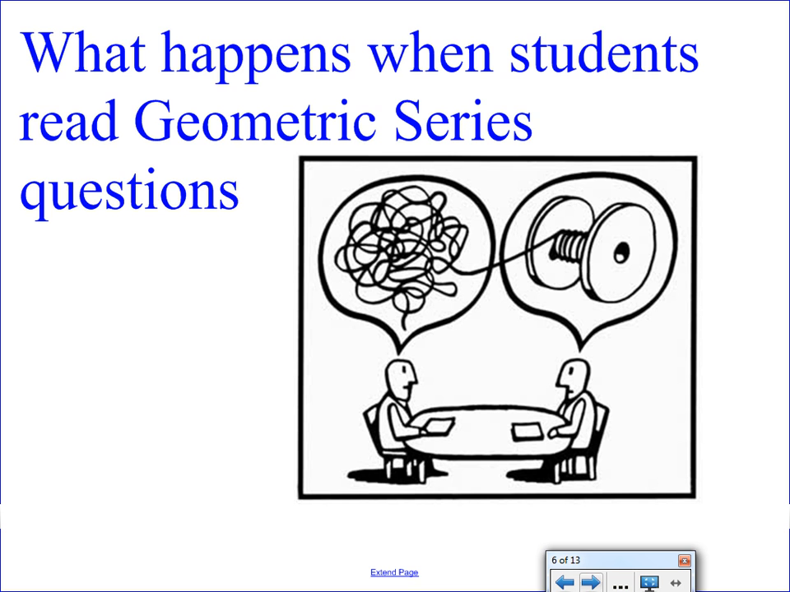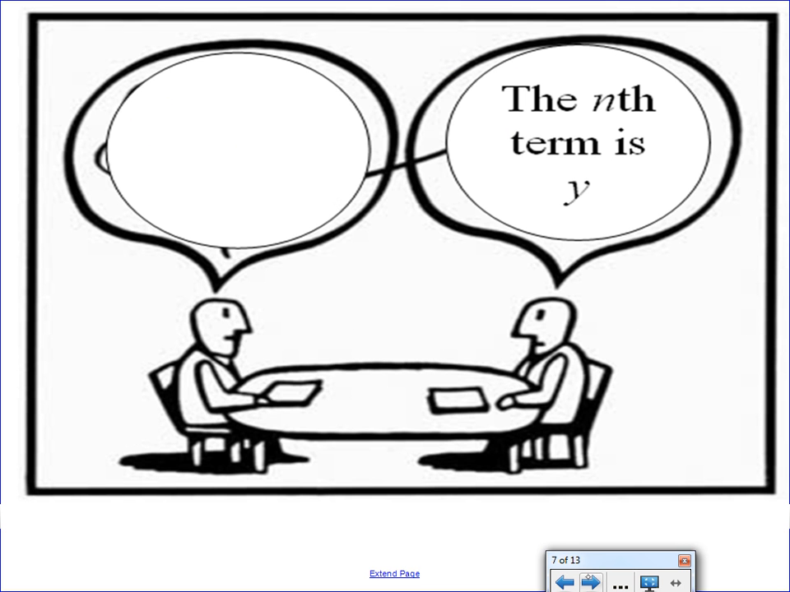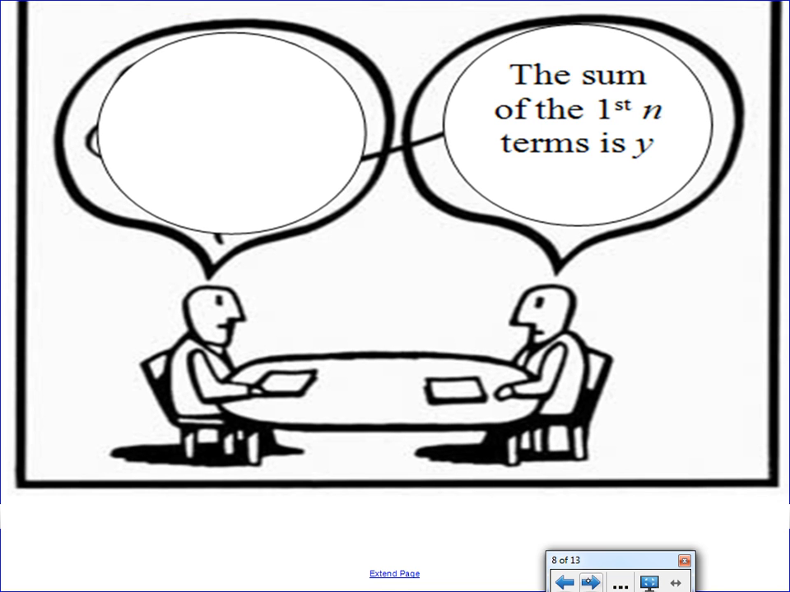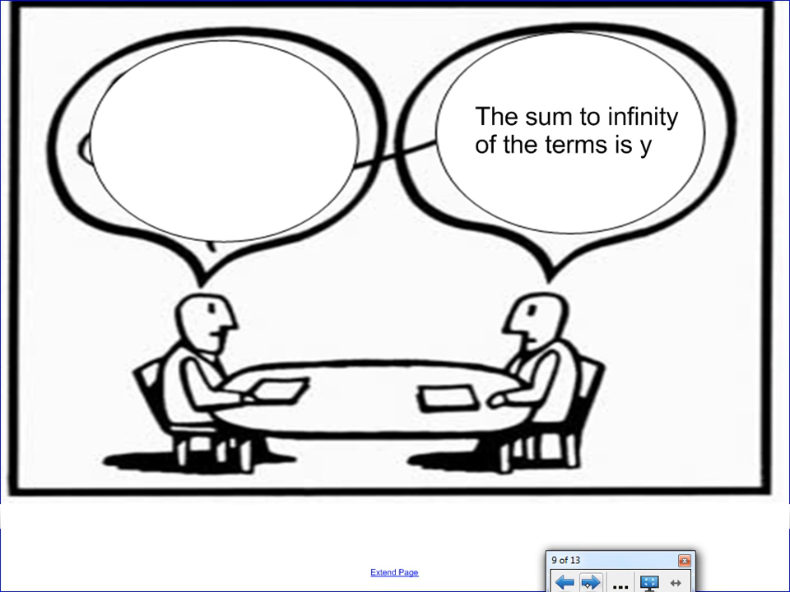Students just get all muddled, and what we need to do is translate the information. So if it says the nth term is y, you write down ar to the n minus 1 is y. You write maths, not words. If it says the sum of the first n terms is y, you write a times 1 minus r to the n over 1 minus r is y. So you write it as a formula. If it says the sum to infinitely many terms is y, then you know that a over 1 minus r is y. You get the formula. Then you can do simultaneous equations.